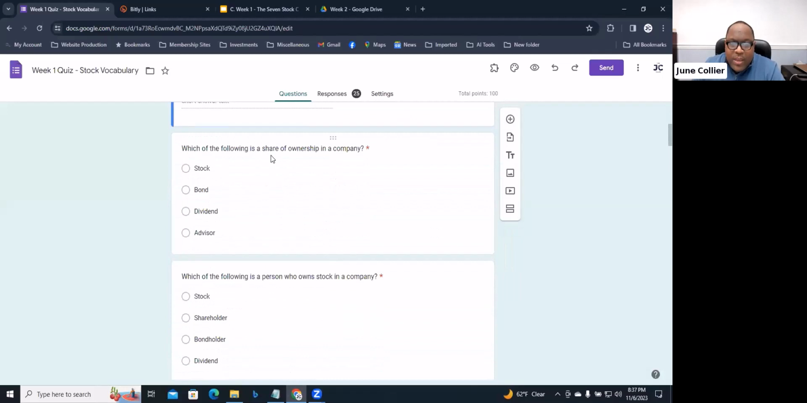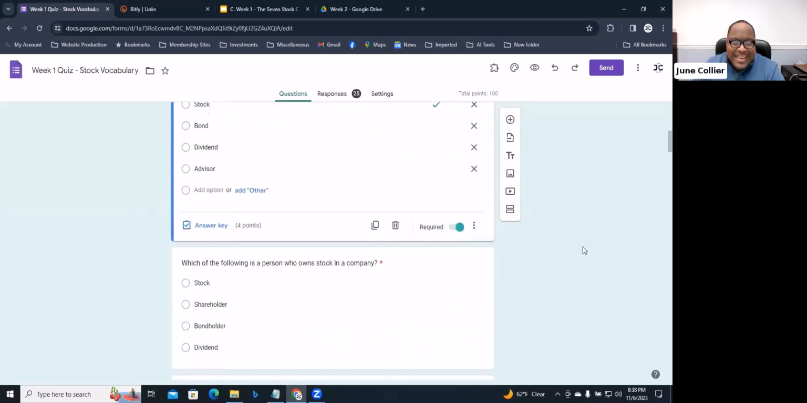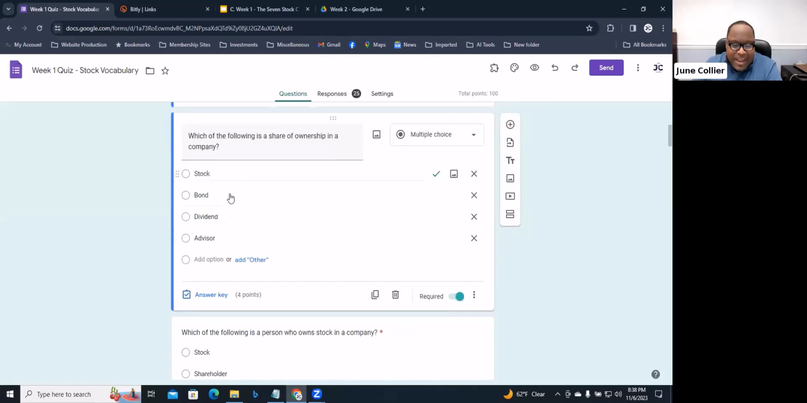Which of the following is a share of ownership in a company? A share of ownership in the company is a stock. That is a share of ownership in the company. And I just realized that because it's my quiz, I can't click on it like I normally do. So it's the stock, all right?